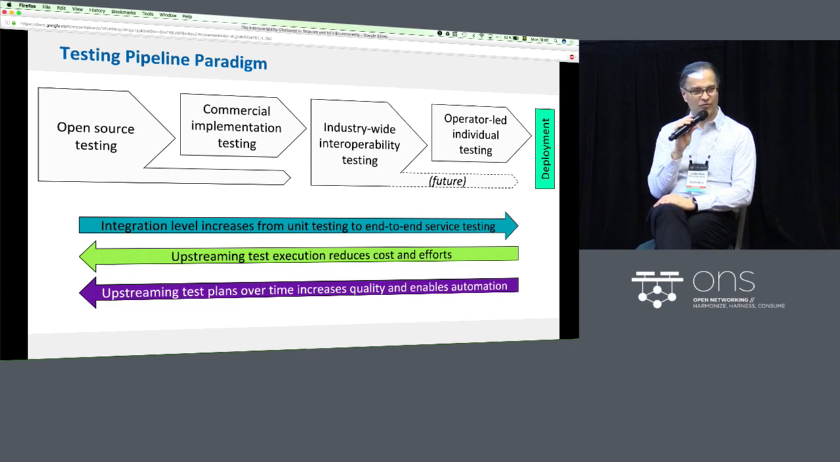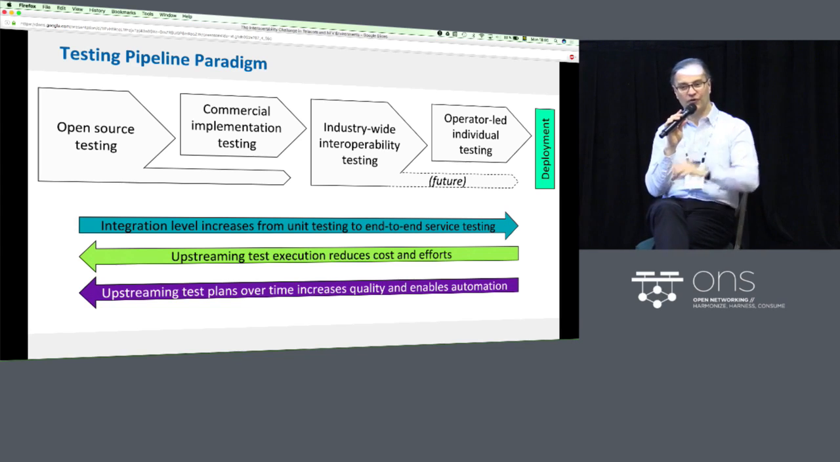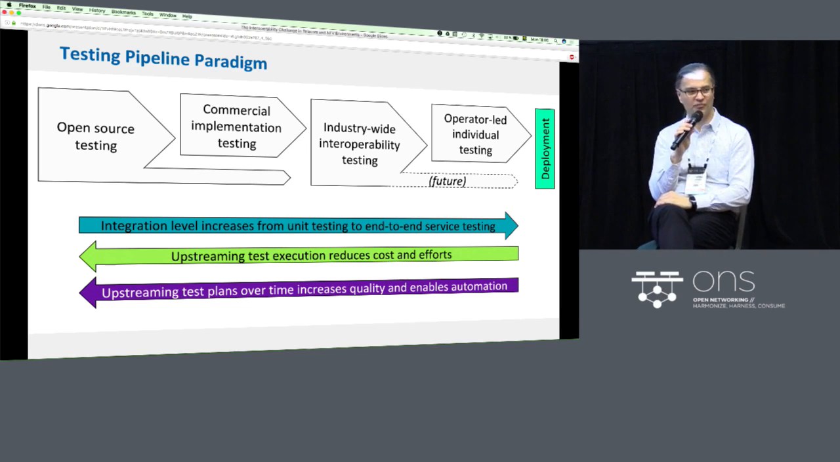Usually at this point, they do a lot of testing. You are probably aware of the big North American operators' programs of integrating NFV solutions. It's a massive testing effort. And the problem with that is the more we get towards the right side of this diagram, the more expensive the testing becomes, because everybody is doing this in their own service provider premises, and everybody is recreating the same experiences.